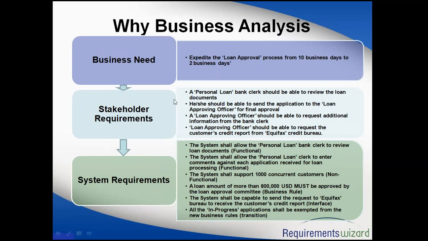So each of these stakeholder requirements can spawn multiple system level requirements, and it can be multiple functional requirements or non-functional requirements or business rules, interface requirements, transition requirements. So as a business analyst, you will have to do this kind of analysis and make sure that you are taking a 360-degree view of the requirements and there are no gaps in it.